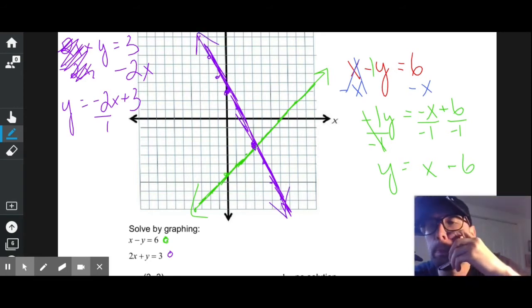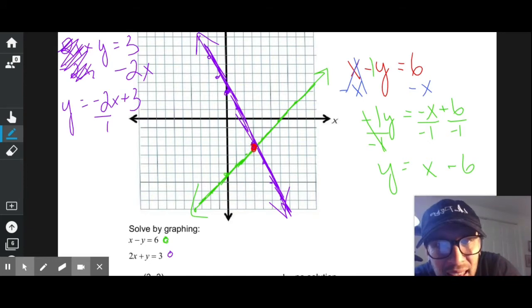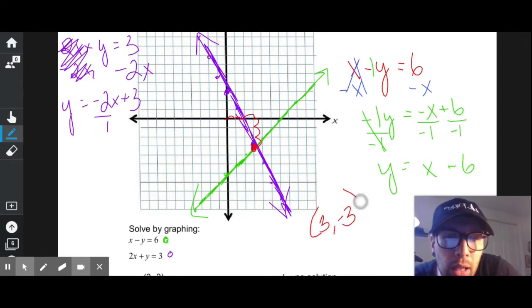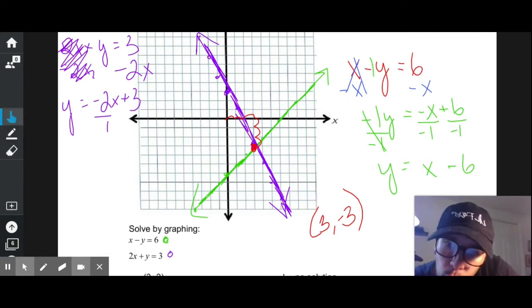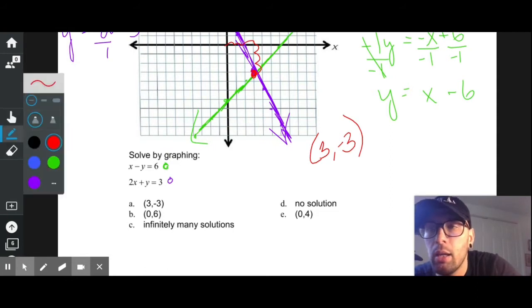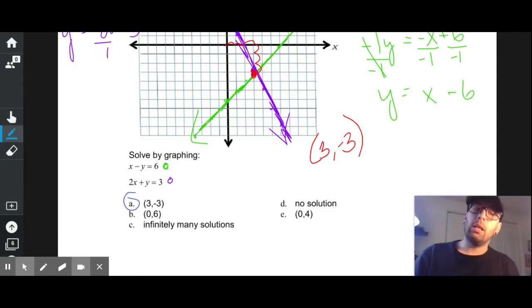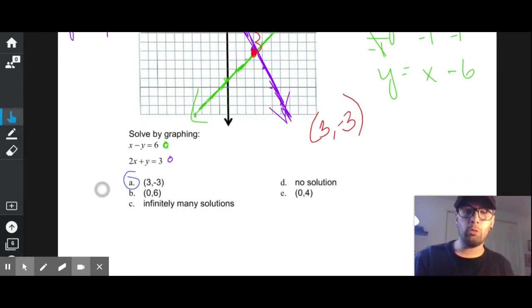That's all right. I got the part that I needed the most, and that's that guy right there, which looks to be 3, negative 3. So let's scroll down and pick that option. A, as the Fonz would say. A. Any more on this page?